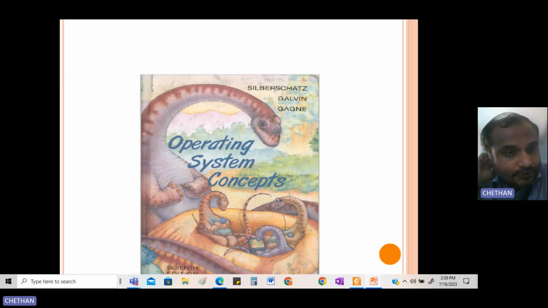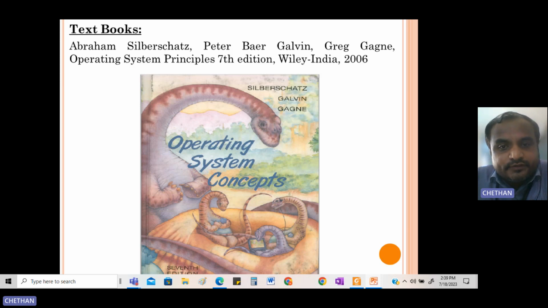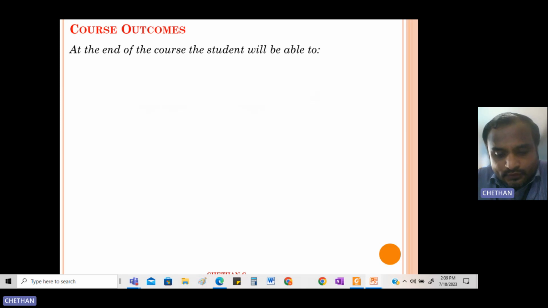Then the last module predominantly talks about the case study. This case study is nothing but the Linux operating system. So it talks about what the Linux operating system is, who designed it, how it works, everything. As a case study, we are going to look into it in the final module. Now at the end of these 5 modules, at the end of this entire subject, what is a student expected to learn?